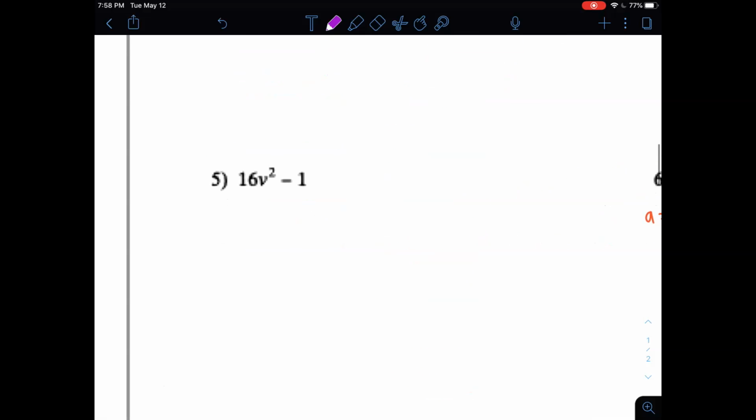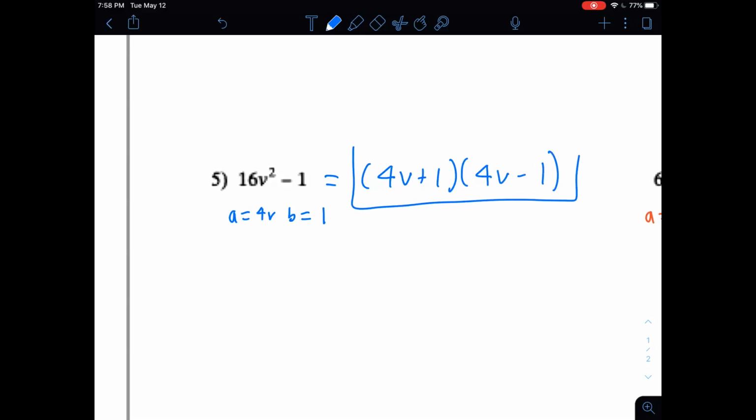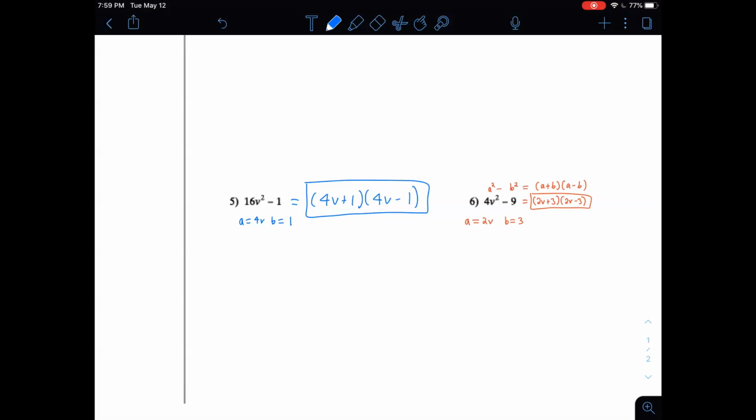And then the last one, number 5. So we need our a, we need our b. So square root of 16v squared is going to be what? Square root of 16 is 4. Square root of v squared is v. And what's the square root of 1? Square root of 1 is 1. So this is going to factor to 4v plus 1 times 4v minus 1.